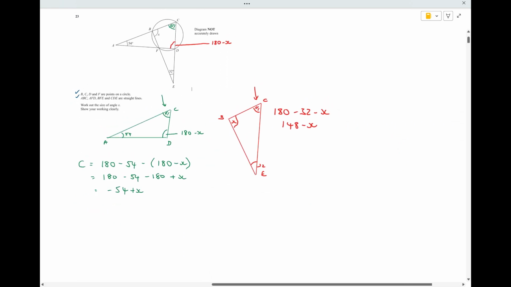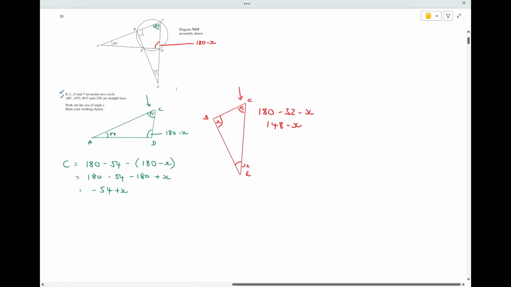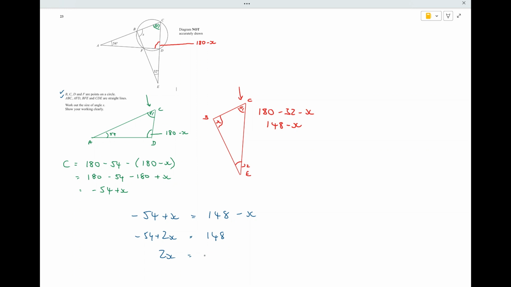So I can say that minus 54 plus x, the expression for the size of C from the green triangle, is equal to 148 minus x, the expression for the size of C from the red triangle. And now I've got an equation to solve here. I'll add x to both sides, and I'll add 54 to both sides. So 2x is 202, so x is 101.